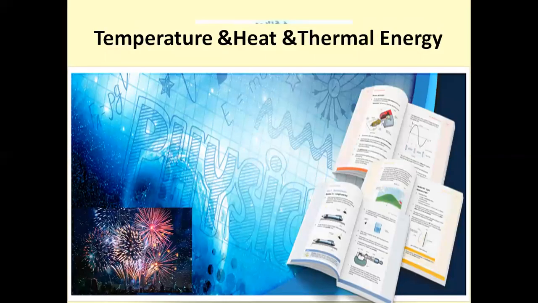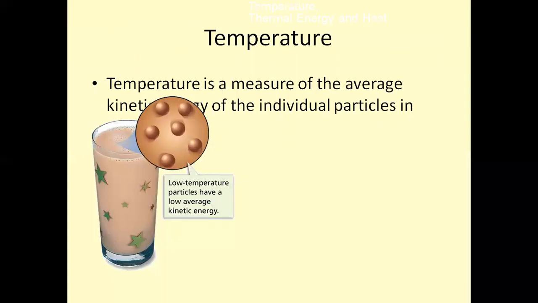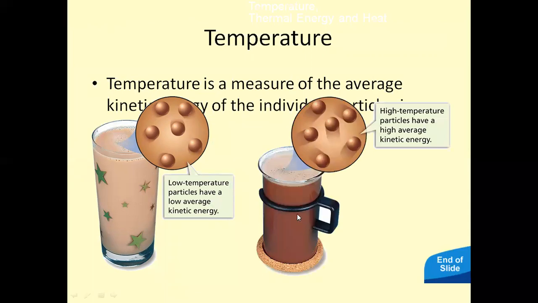Let us firstly revise the definition of temperature, heat, and thermal energy. Temperature is the average kinetic energy of individual particles in a substance. As you see here, the cold chocolate has low temperature because it has low average kinetic energy, while the hot chocolate has high temperature because it has high average kinetic energy.